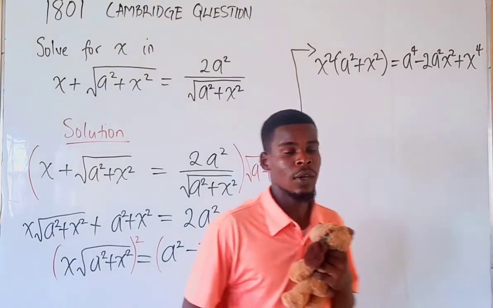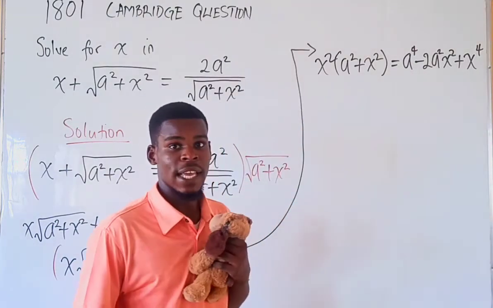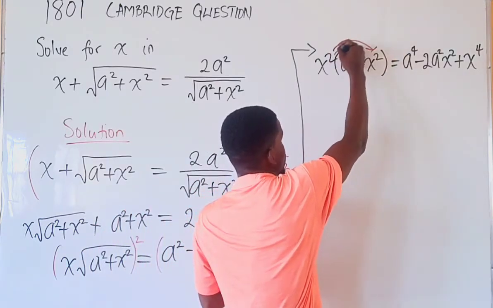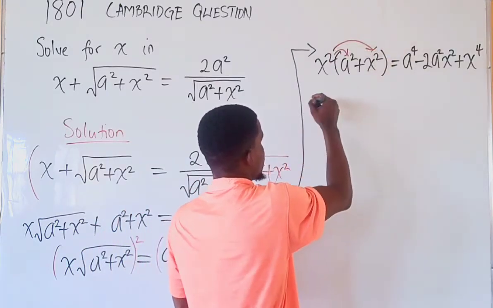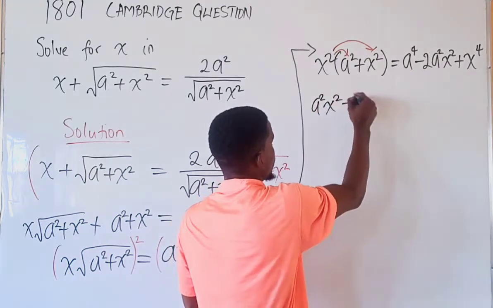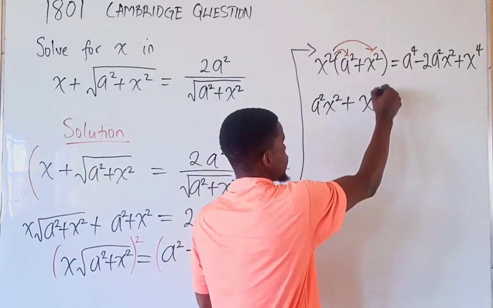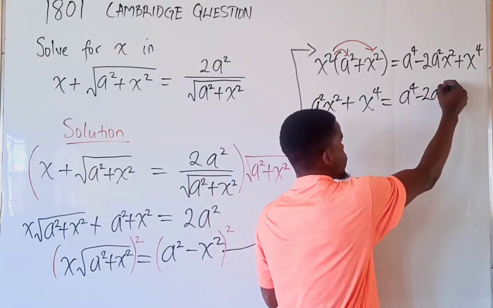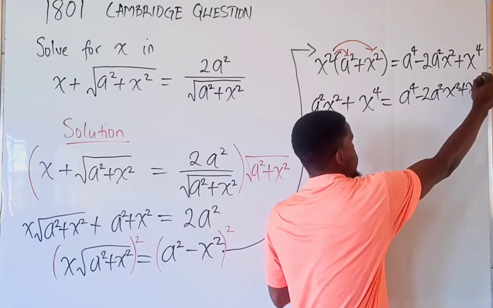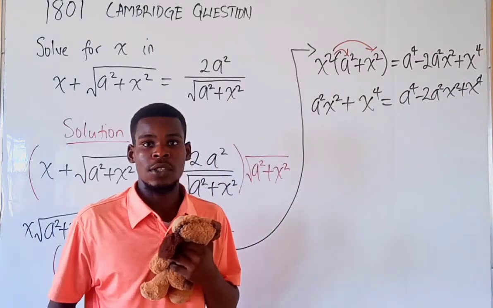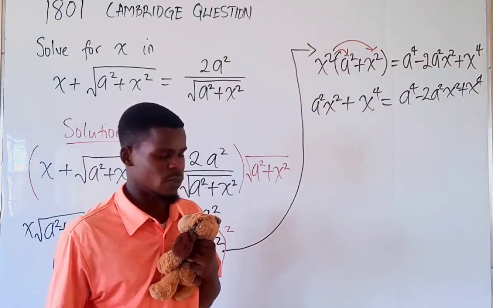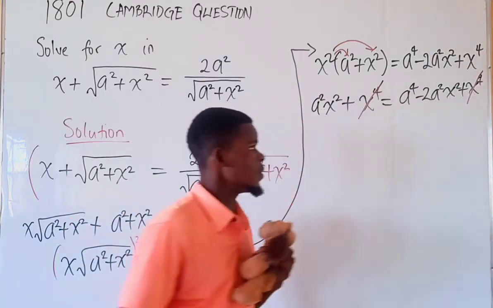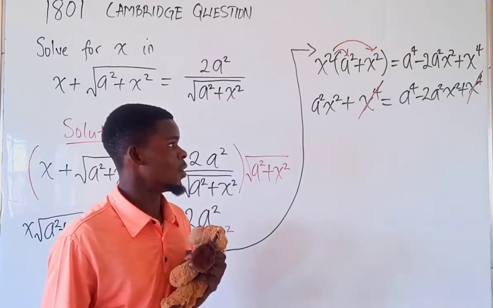On the left-hand side, we can split the x squared to every term in there. That means x squared times a squared, and x squared times x squared, which gives us a squared x squared plus x to the fourth. We equate that to the right-hand side, which is a to the fourth minus 2a squared x squared plus x to the fourth power. You notice that on both sides we have positive x to the fourth power, and they cancel out nicely.